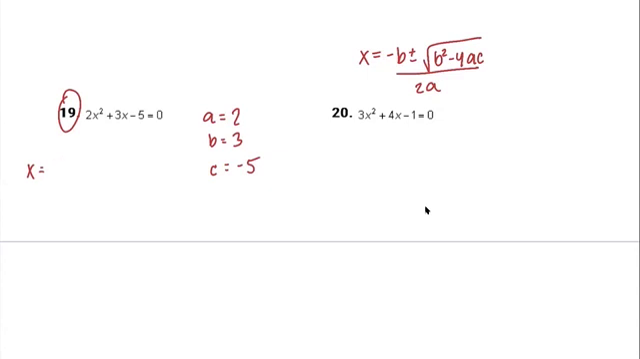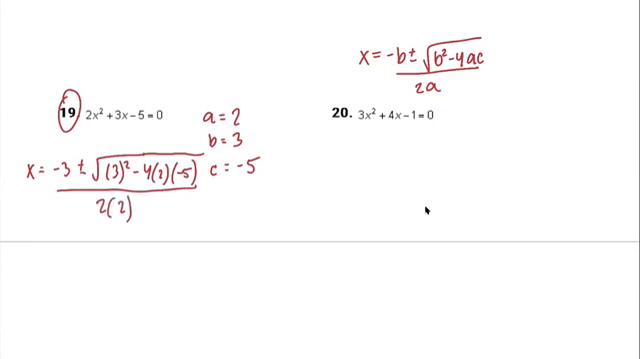All right. So negative 3 plus or minus square root of 3 squared minus 4 times 2. Sorry, I don't know why I keep doing the negative sign for 3. Apologies. Minus negative 5 all over 2 times 2. All right, all over 2 times 2.